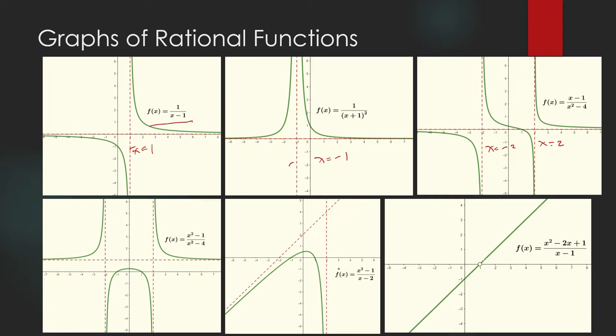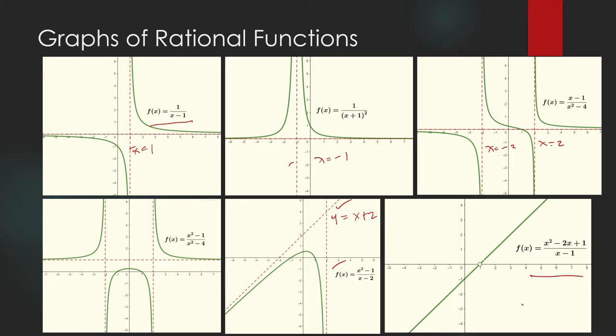This one, not only does it have a vertical asymptote, it has an asymptote that is not vertical and not horizontal. This is an oblique asymptote. An oblique asymptote is an asymptote that is slanted. It is a slant line. And this one has an equation: the line y is equal to x plus 2.